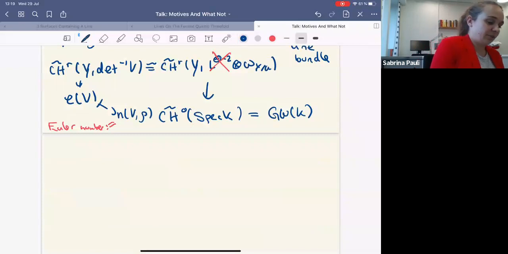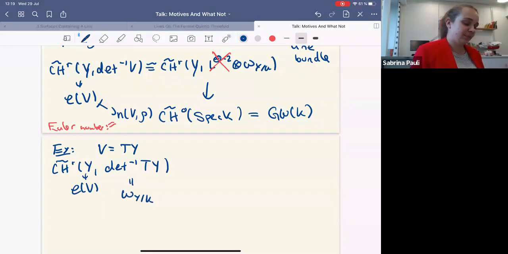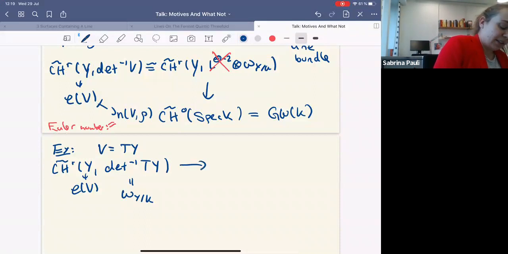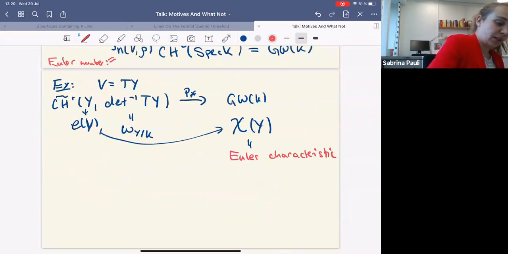Okay, let me give you an example. If I just take V to be the tangent bundle of Y, then the Euler class lives in oriented Chow R of Y twisted by determinant inverse of the tangent bundle. But what is this? This is the determinant of the cotangent bundle, which is exactly what we want. So this is very naturally relatively oriented. And the image of p lower star in Grothendieck-Witt is also denoted by psi of Y, and called the Euler characteristic. And if you want to learn more about this and see some examples, there's a paper by Marc Levine who defines this.